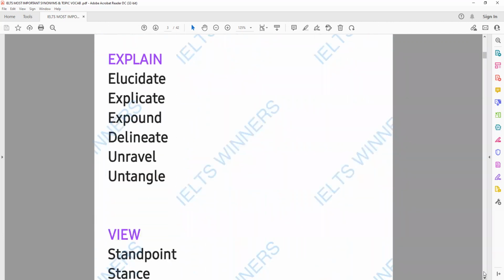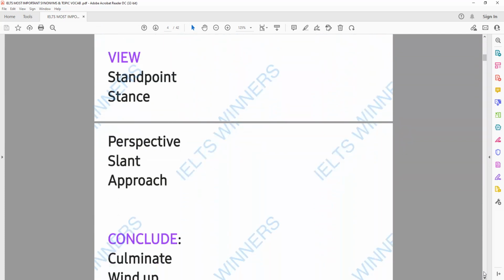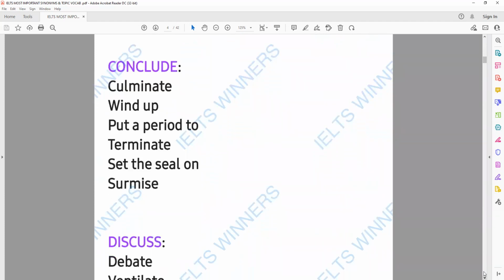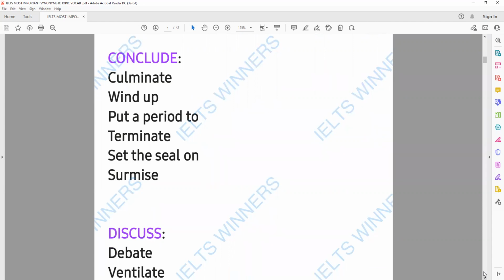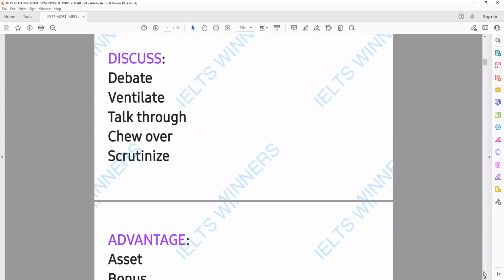Next is explain: elucidate, explicate, expound, delineate, unravel, untangle. Next common word is view, especially it comes in discuss both views. So standpoint, stance, perspective, slant, and approach. Conclude: culminate, wind up, put a period to, terminate, set the seal on, and surmise. Next again is discuss: debate, ventilate, talk through, chew over, and scrutinize.